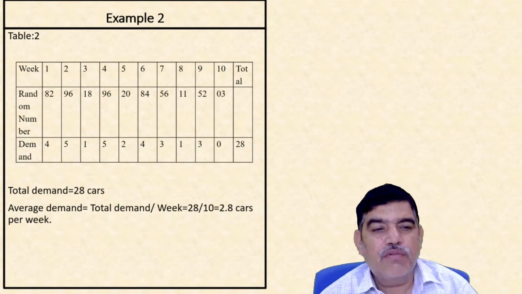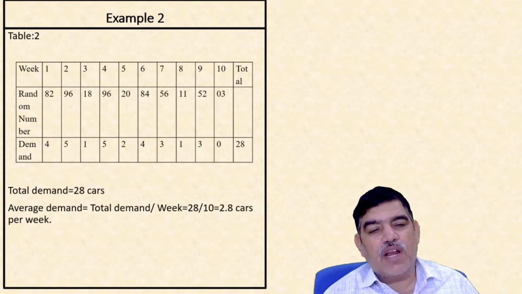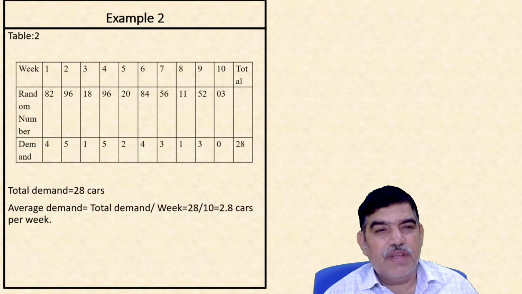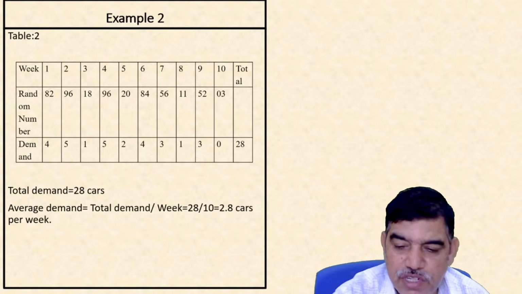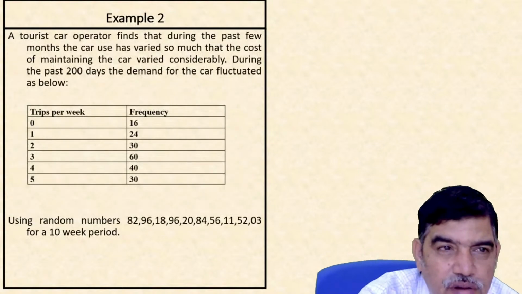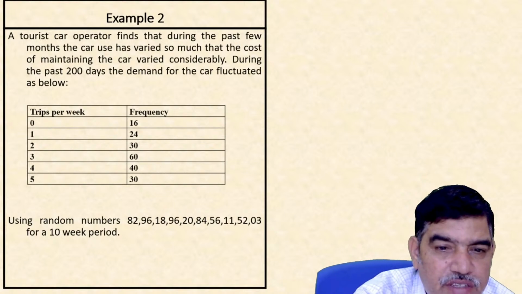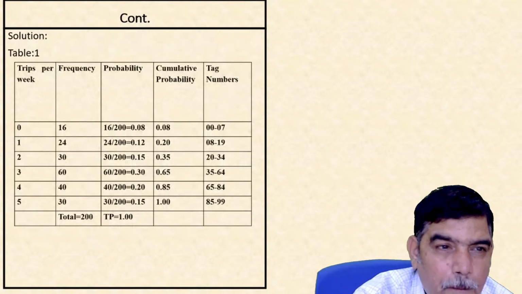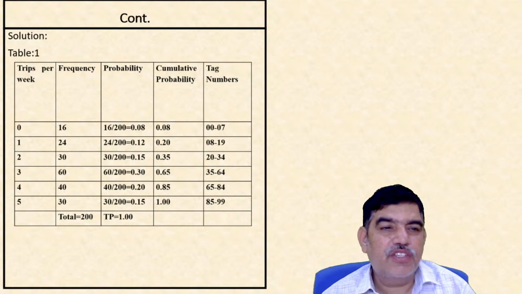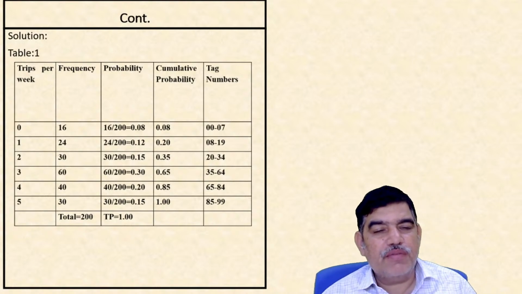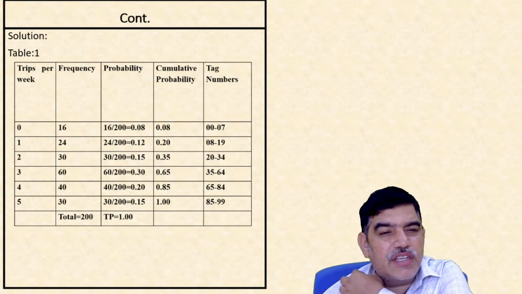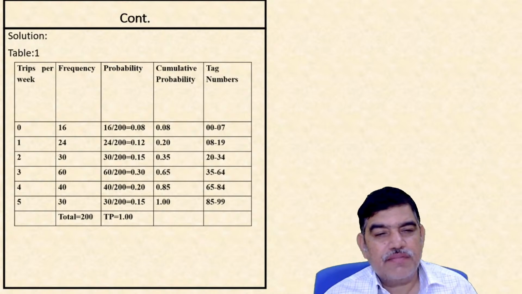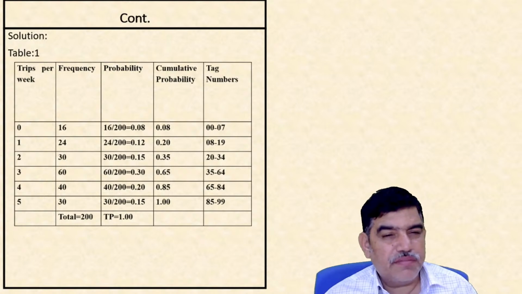Then from table 2, we have to calculate the total demand. Then it is very easy. So how can you calculate? In the question it is mentioned as past 200 days. Trips per week is 0, 1, 2, 3, 4, 5. Frequency is 16, 24, 30, 60, 40, 30. Total frequency is 200.